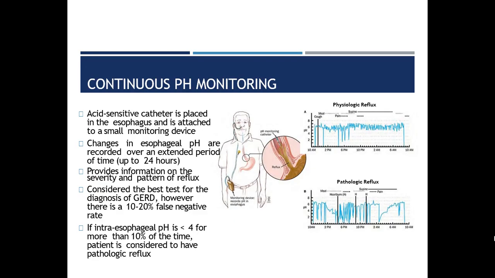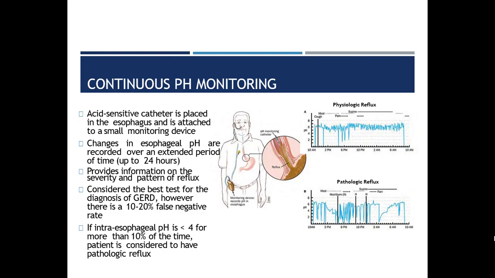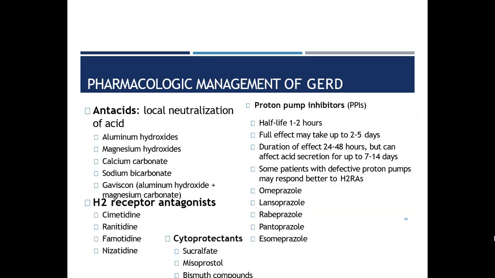Now what is Barrett esophagus? Barrett esophagus means at the lower end of the esophagus, the squamous mucosa changes into columnar mucosa, that is the dysplasia. Now what is continuous monitoring? An acid sensitive catheter is placed in the esophagus and attached to a small monitoring device, and changes in the esophageal pH are recorded over an extended period. You can look at the pH monitoring.